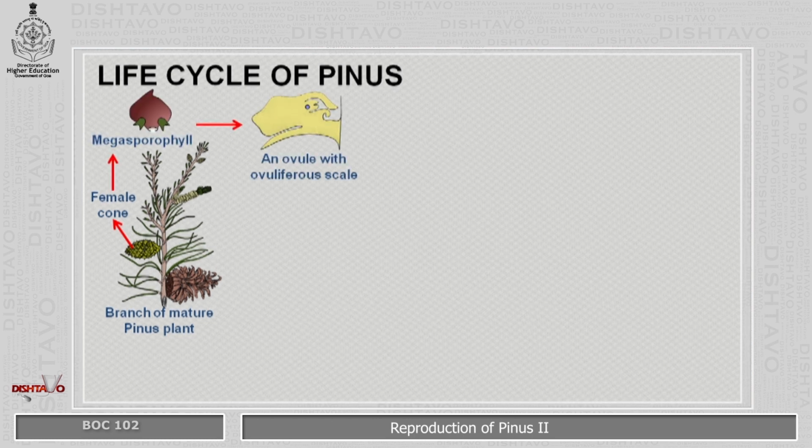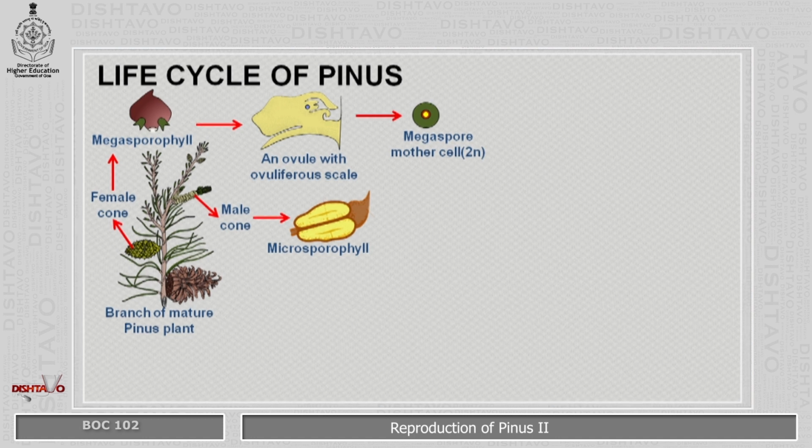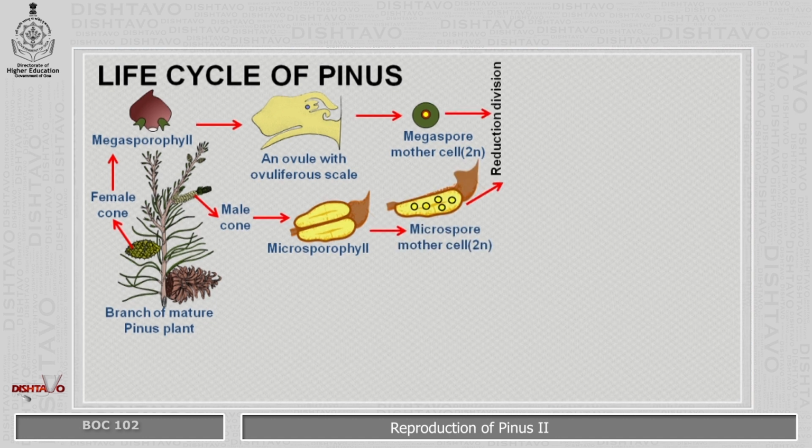On the megasporophyll, the megasporangium is present with an ovule. The megaspore mother cell, which is diploid, is developed inside that megasporangium. On the same branch, the male cone is present, which is made up of microsporophylls. Within the microsporophyll, microsporangia are present, and within them, microspore mother cells are developed. Both will undergo reduction division, that is meiosis.